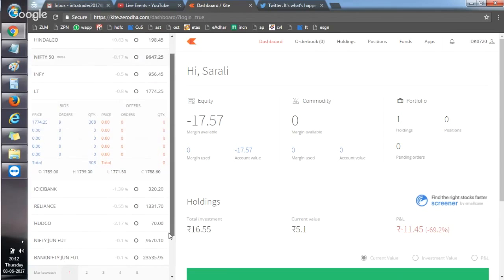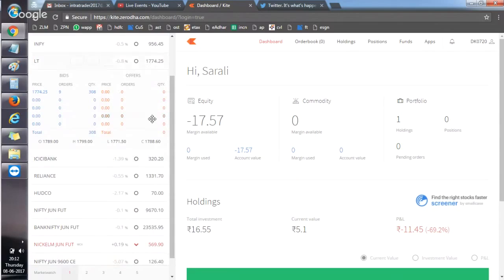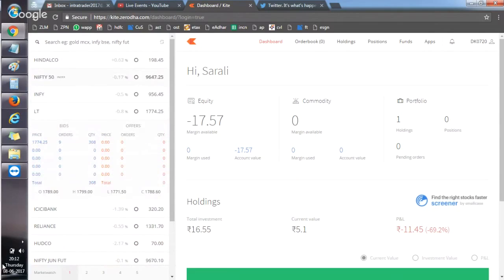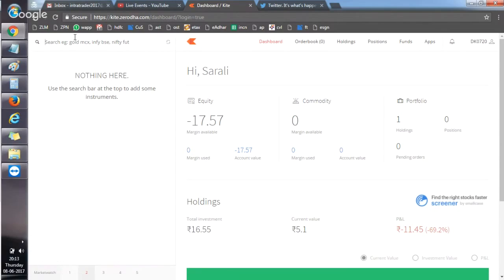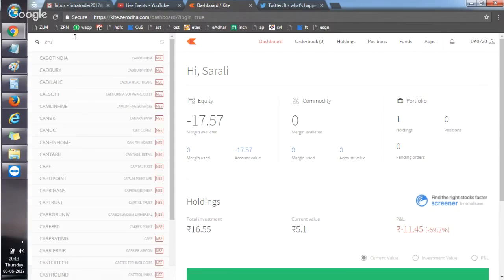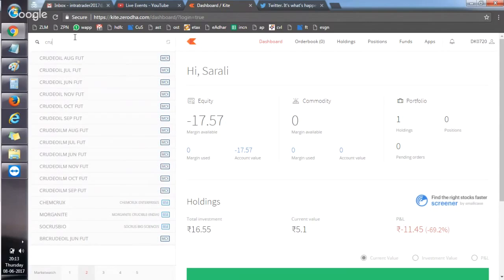Now let me show you some other scripts which are running right now. For example, MCX market closes at 11:30 p.m. Right, so I can show you how a typical snap quote of crude oil shows. Okay, crude oil or maybe gold mini, something like that. So I'm going to show you the snap quote of crude oil.